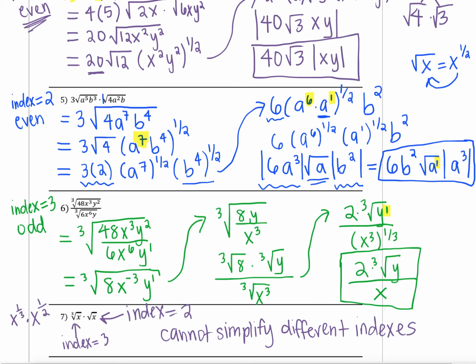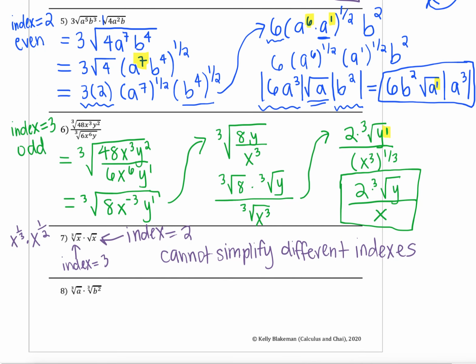Let's look at our last example with problem 8. So on problem 8 here, we have the cube root of a times the cube root of b squared. Pause the video right now and decide what our indexes are, or maybe if we have two different indexes again. So in example 8, we have a singular index for both of them. They both have an index of 3.